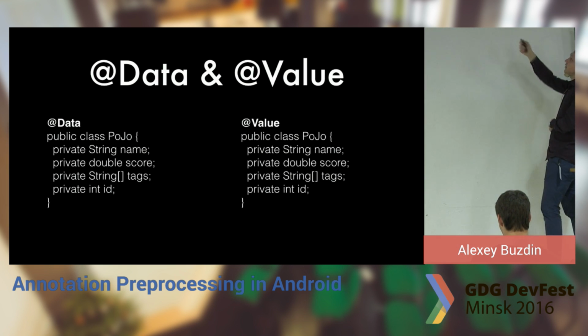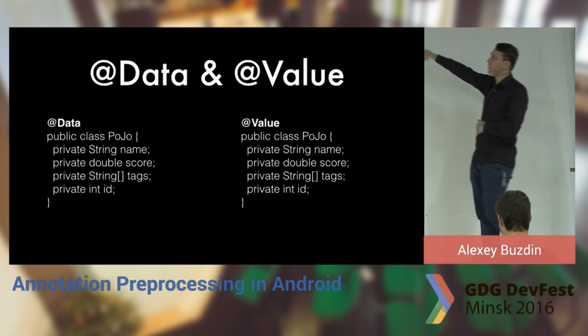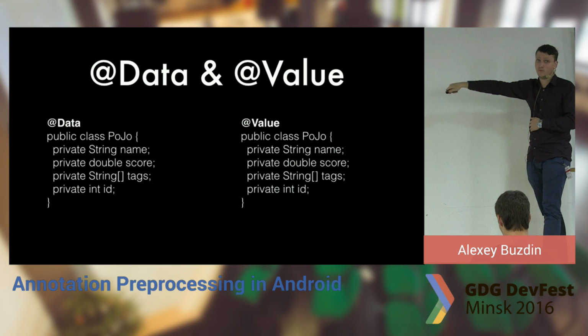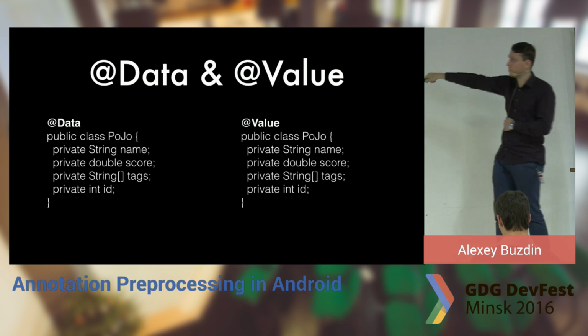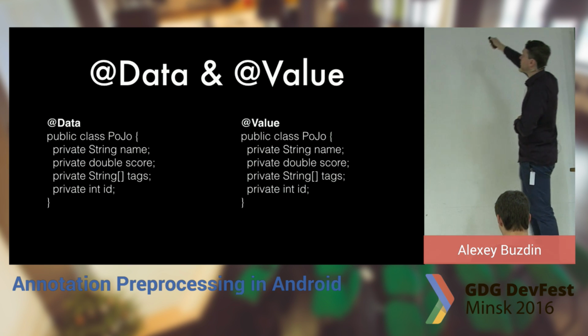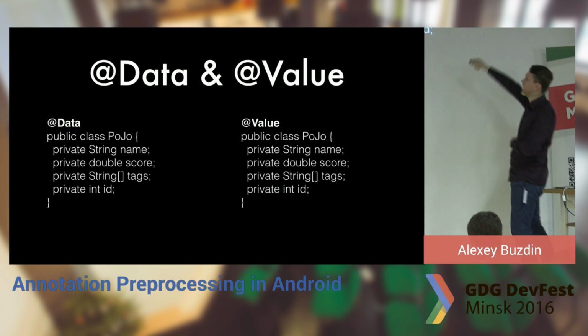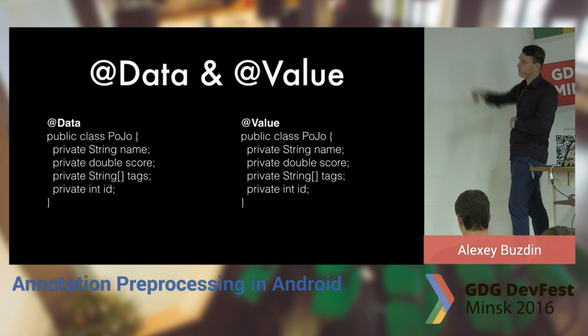There are also Data and Value annotations. For example, the Data annotation is a mutable Java bean with all the getters, setters, hashCode, equals, toString. The Value annotation is the same, but it's immutable, so it has final all over it.